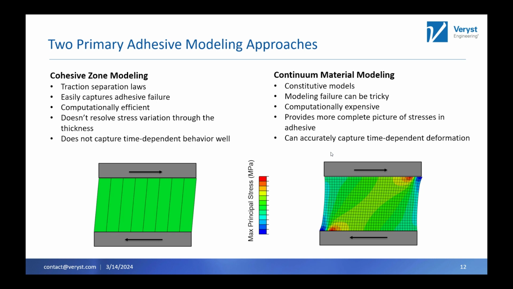The drawback of a CZM approach is that it doesn't resolve the stress variation through the thickness, and it doesn't really capture time-dependent behavior very well. But the trade-off for that is a cohesive zone model is much more computationally efficient than a continuum material model. So if you have a very large assembly with a lot of things going on, it takes a long time to get that simulation to converge. You'd be more likely to recommend a cohesive zone model because we're going to trade off some of the accurate description of the physics for efficiencies in computational speed.